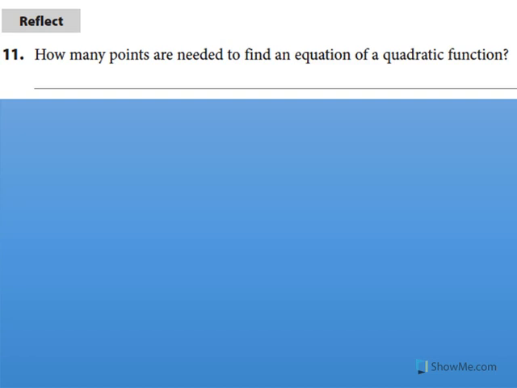Right? Okay, so for 11, how many points are needed to find an equation of a quadratic function? So this refers back to what we just went through. We pick a vertex h and k, and we pick another point x and y. So actually we only need 2 points.